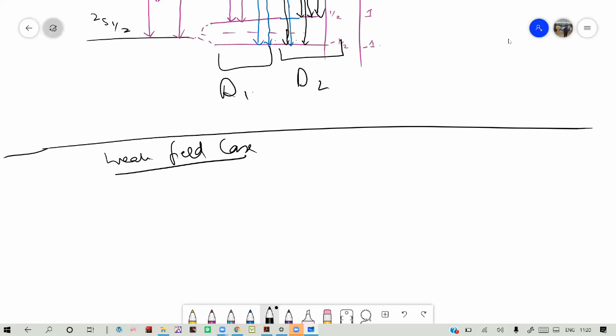So for the weak field case, let us take an example of 1F3 to 1D2. Let us take another one: 2d 3 by 2 to 2p 1 by 2. It's easy for you. I think you can do it easily. There's no issue in that. This is easy. So let's take it another way.